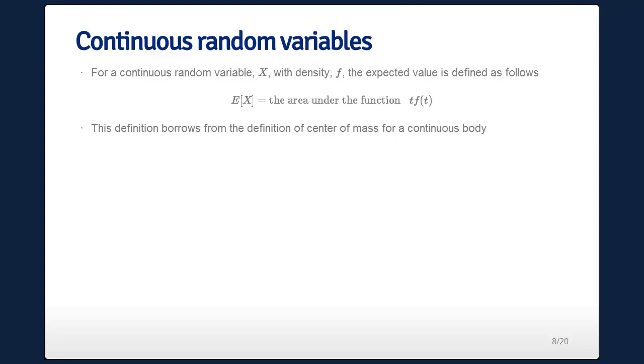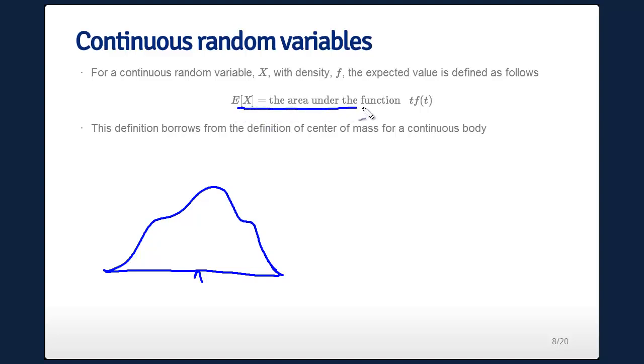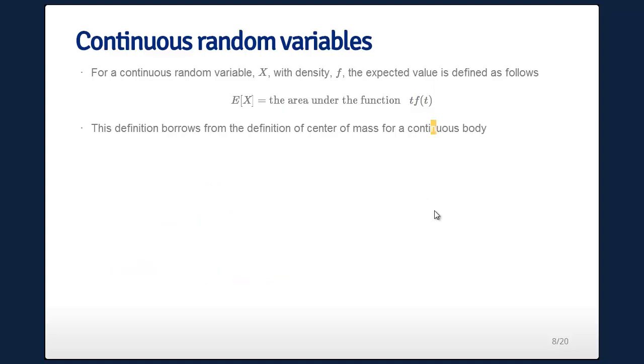For a continuous random variable, it's the same thing. It's just maybe if instead of having little bars, you had a piece of wood or something that you cut out in exactly the shape of the density, and you wanted to balance it out, right? So it works out that this expected value of x is the area under the function t times f of t, where t is a dummy variable here, or u times f of u or whatever, and this is just the center of mass for a continuous body. Okay, easy enough.